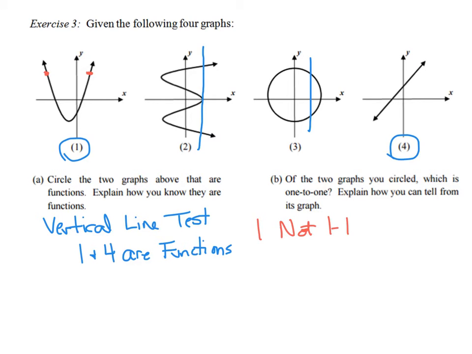However, when we look at number 4, every single point has a unique y value. So this y value is different from this y value, is different from this y value. So each x has one y, and each y has one x. So therefore, graph number 4 is one-to-one.